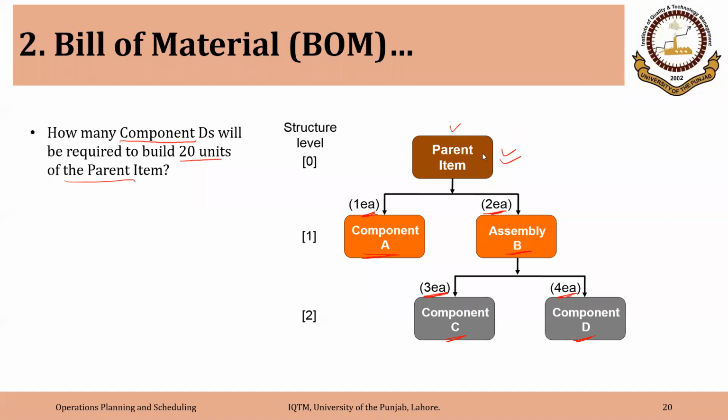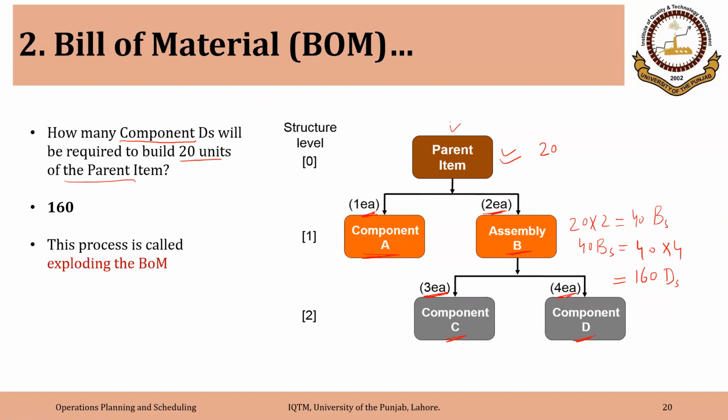So we need 20 parent items. In order to make one parent, we need two Bs. So in order to make 20 parents, we need 20 into 2, that is 40 Bs. In order to make one B, we require 4 Ds. So for 40 Bs, we require 40 into 4, that is 160 Ds. So we need 160 Ds to make 20 parent items.